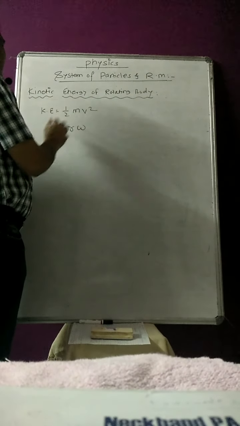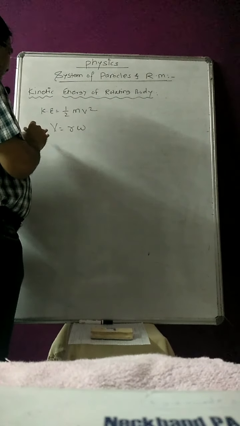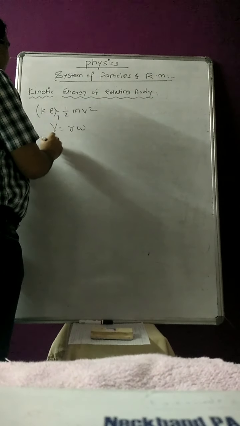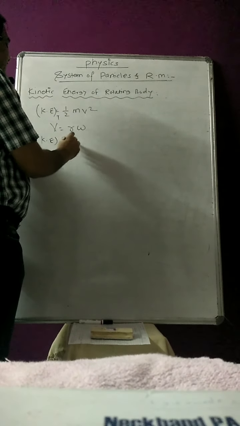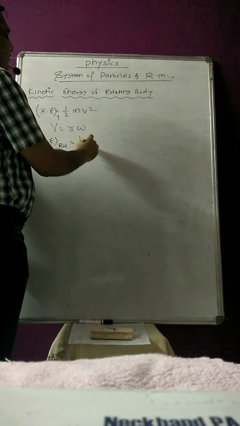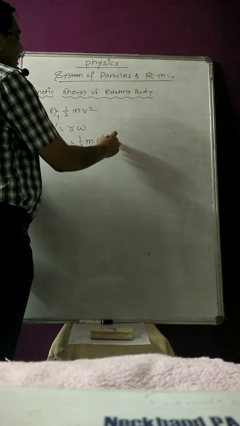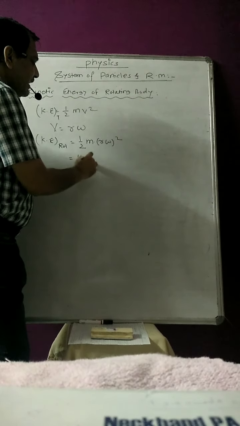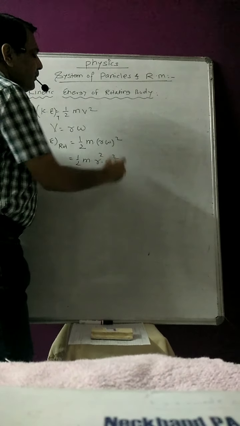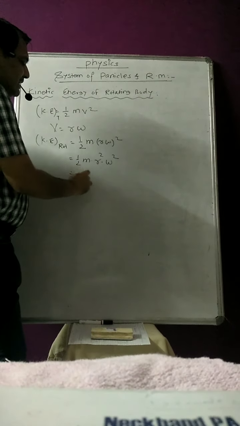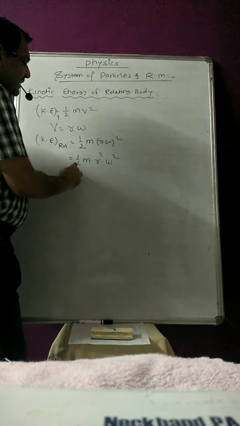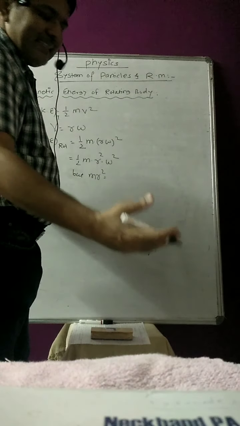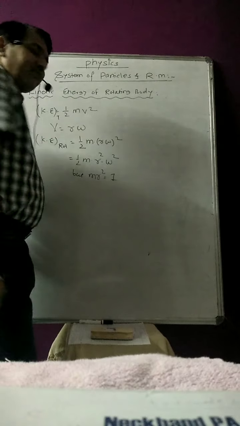So if I substitute this value, then in translatory motion the kinetic energy is 1/2 mv square, and in rotational motion it becomes 1/2 m r square omega square. But we have learned m r square, can you tell me which term that is? Yesterday we learned, that is nothing but moment of inertia.